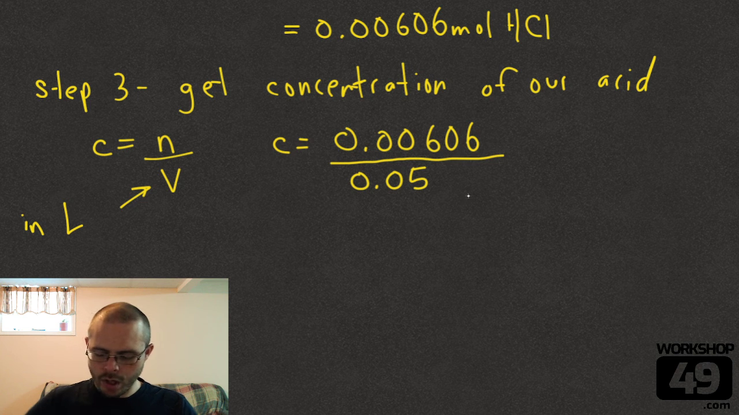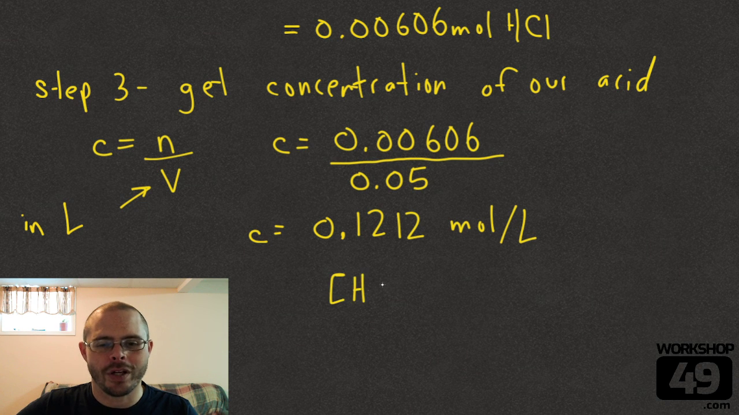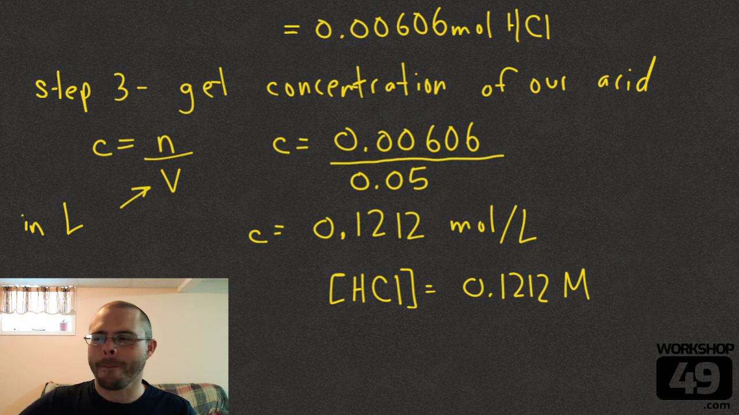We divide this out, we are going to get that our final concentration is going to equal 0.1212 moles per liter, and that is our concentration of HCl, 0.1212 molar. And just like that, we've been able to do a titration problem that involves stoichiometry.